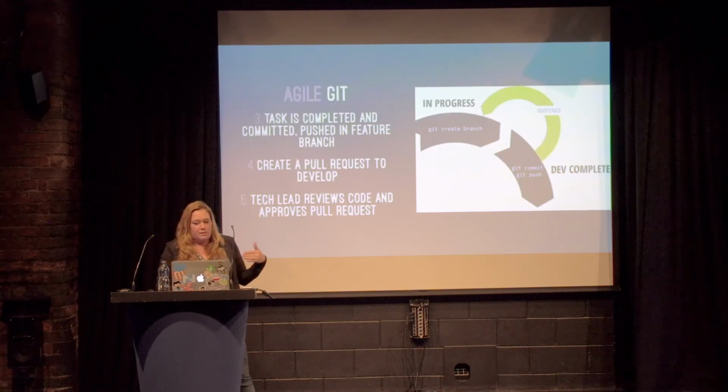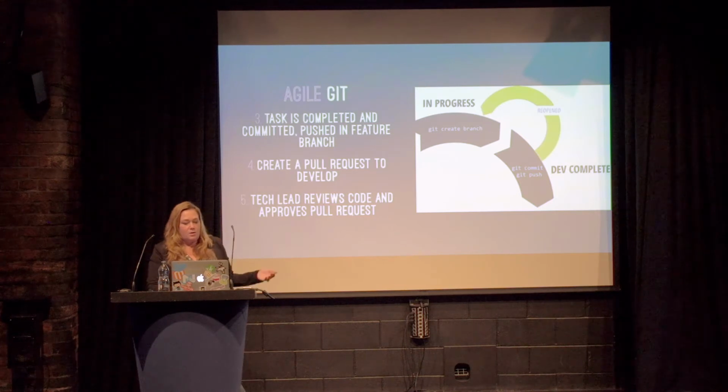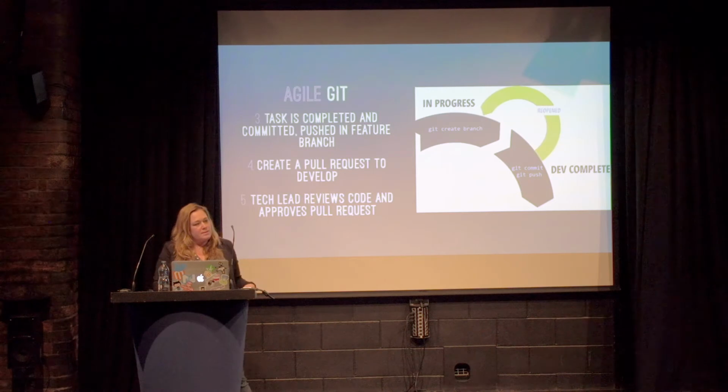Then when you're complete with your ticket, you're going to commit that and push it to your branch, and you're going to send a pull request to develop. The tech lead's going to review that pull request, and if they approve it, it'll go to test, and if they don't approve it, it'll go back to in progress. So Git and our Jira processes are very intertwined.